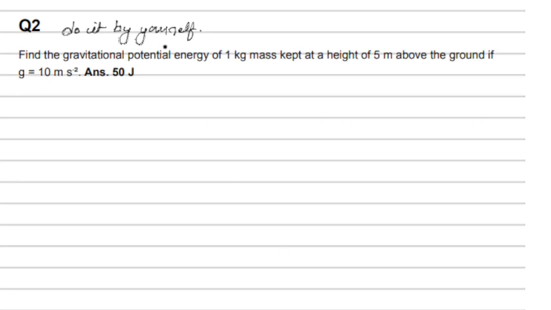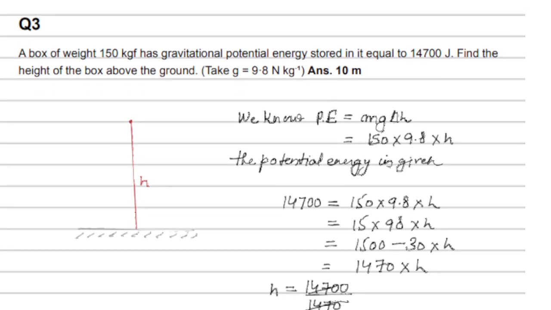It is directly the formula mg delta h. So the gravitational potential energy is for m, h is given and g is also given. So we just need to calculate this. So you can do it by yourself. Let's go to the next question.